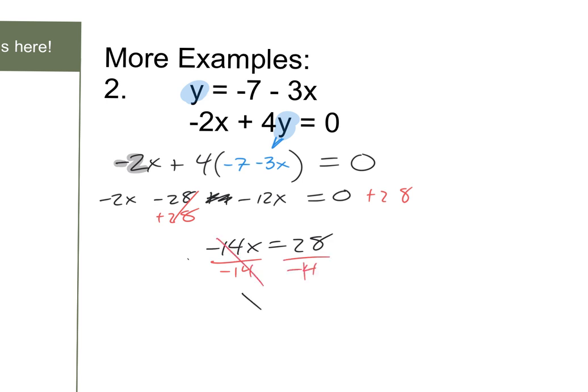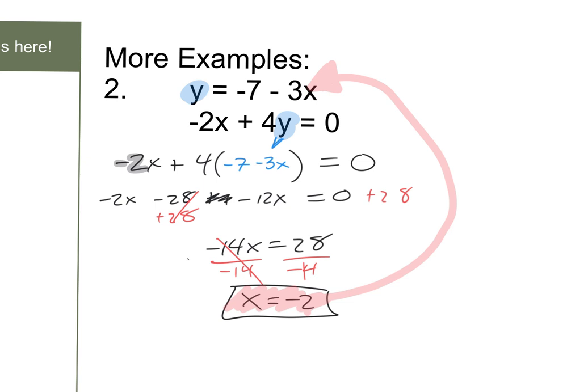And we end up with x equals negative 2. All right, I'm halfway done. Remember what I like to do. Now what I want to do is take this and plug it in for x in the equation that's already solved for y.